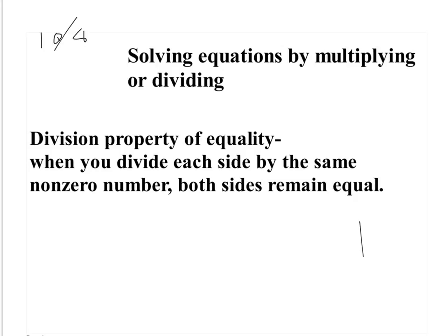And all it says is that when you divide each side by the same non-zero number, both sides remain equal. The whole non-zero thing is because you can't divide by zero. That's why it says by a non-zero number. But if you divide by a number on one side, and you do it on the other side, it remains equal. It's just like yesterday. If you added 3 to one side, you had to add 3 to the other side, or it didn't remain equal. So what you do to one side, you do to the other.